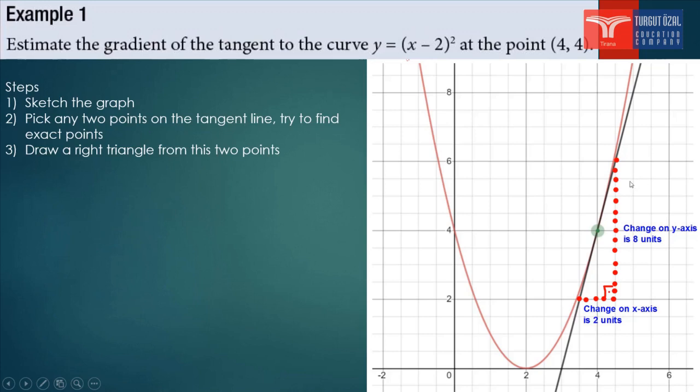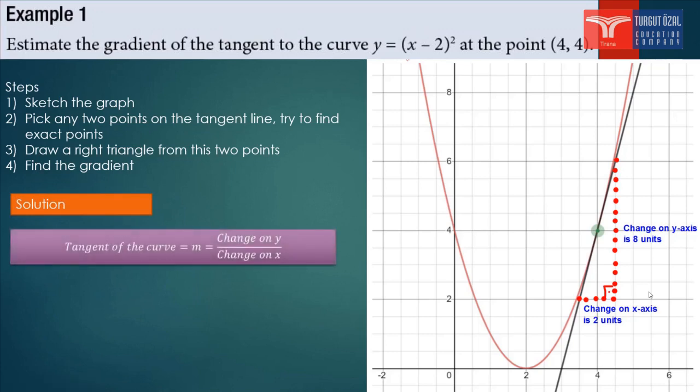As we see here, the change in y is 8 units, or 8 squares, because we accept that these squares are 1 unit, and the change in x will be 2 units. To find the gradient, we just need to take the ratio as given in the definition, change in y over change in x. Change in y is 8 units over change in x, which is 2 units, and the gradient will be 4.